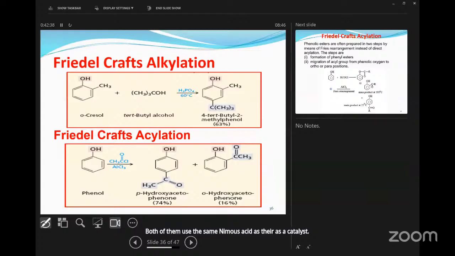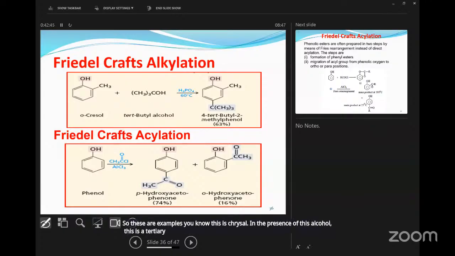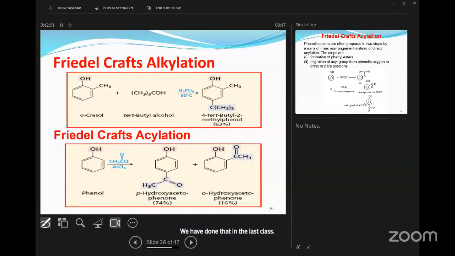So these are examples here now. This is cresol. In the presence of this alcohol, this is a tertiary butyl alcohol. You can see that the carbon is not carrying any hydrogen. We have done that in the last class, the classification of alcohols. So this is the reaction. What we now get is an alkylation. So this compound has been alkylated. The phenol has been alkylated. This has been transformed here. So it's alkylation. So this is Friedel-Crafts alkylation.